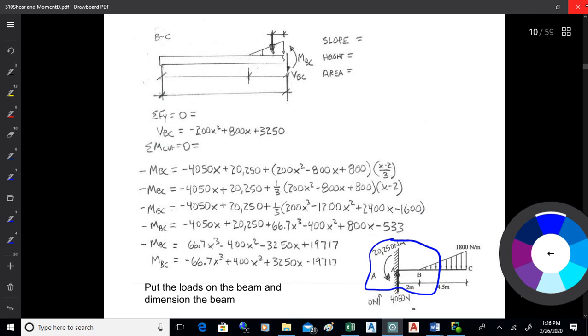So I'll start on the left. And what I've got there is 4,050 newtons. And then I've got 20,250 Newton meters. That's over there on the left. Now I also pay a bit of attention to my dimensions. The distance from the left-hand side is x. This is 2 meters here. So this little gap here is whatever x is. And the x will vary from 2 to 6.5 as I work my way from B to C. So in that gap, I got x minus 2. Okay.